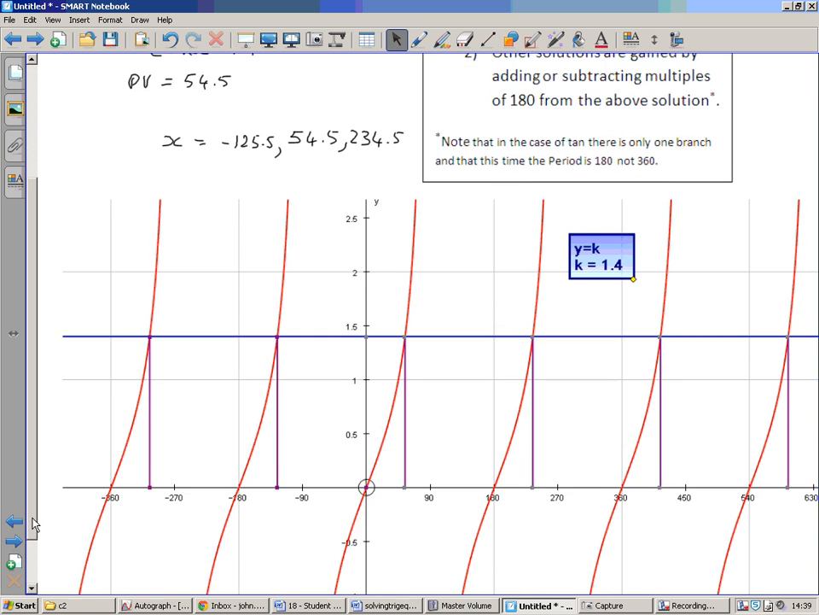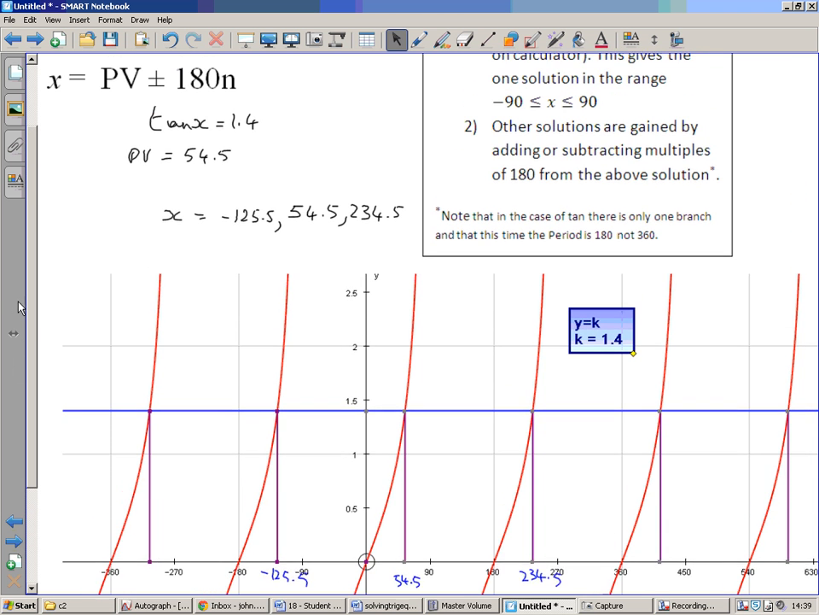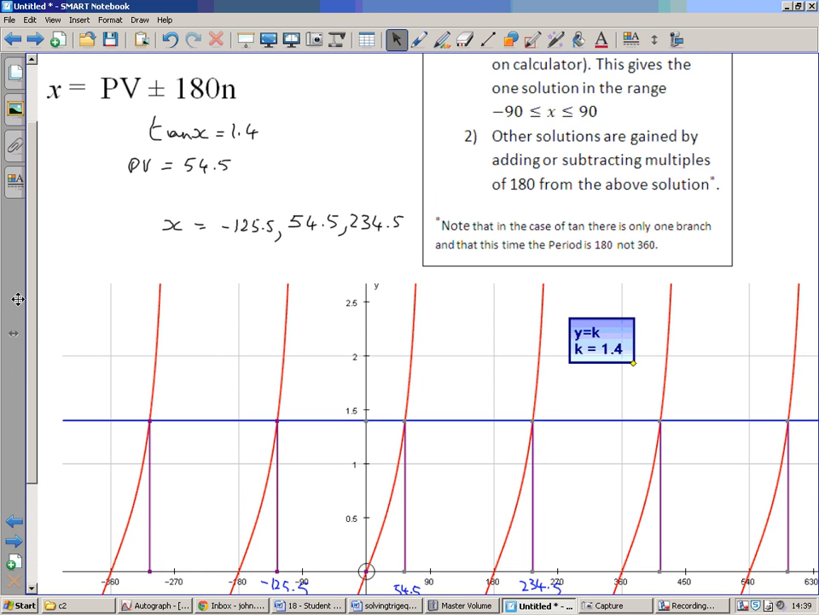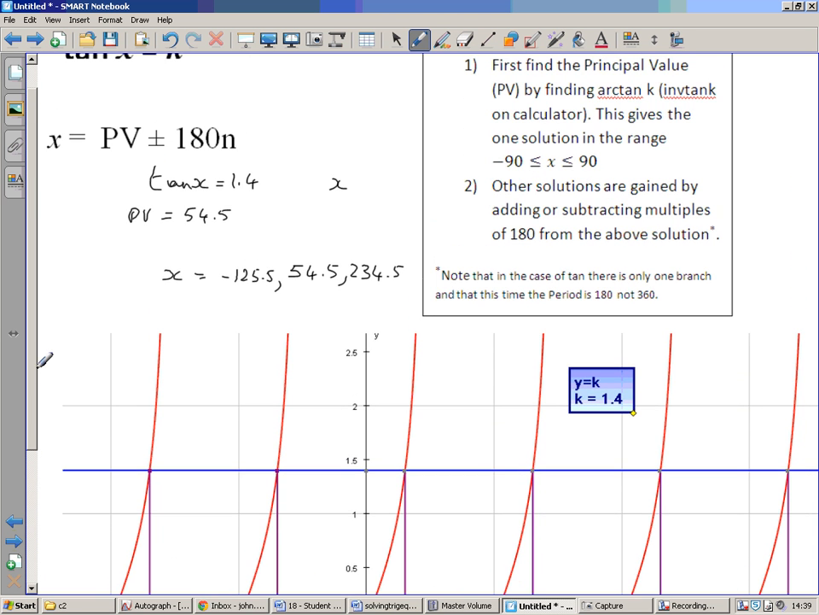So it's actually much more straightforward than the other two that we've just dealt with. We can see them on the graph here: 54.5, 234.5, and the negative one that we've offered here is minus 125.5. Of course, it depends on the range as to what questions you offer. But for example, this would be the correct answer if the question wanted values between minus 180 and 360.